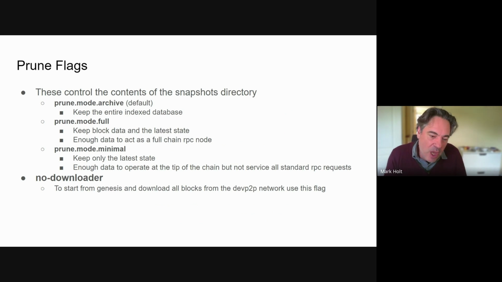Now, if you set the no downloader flag, it does something slightly different. When Erigon starts up, it will start as a plain node and start downloading the data from the devp2p network and then re-executing it.